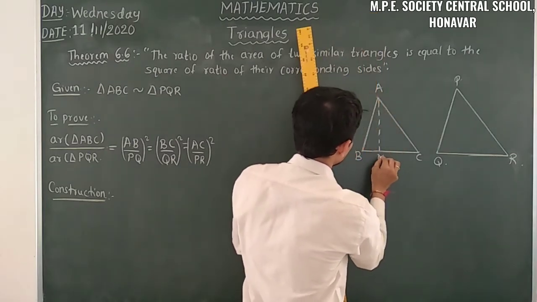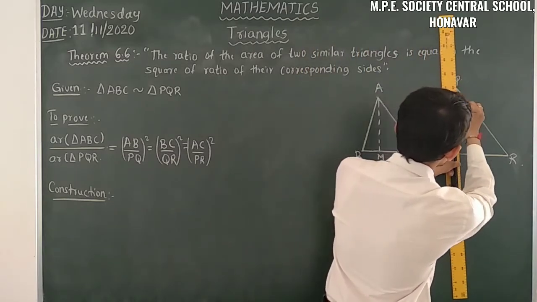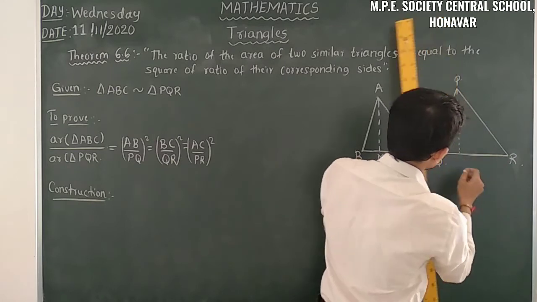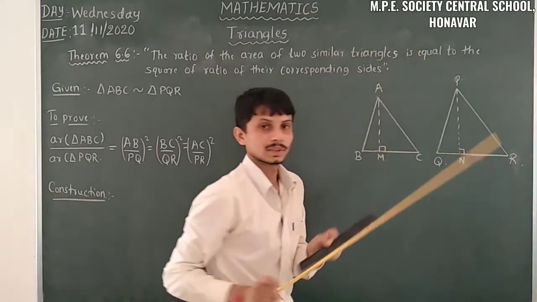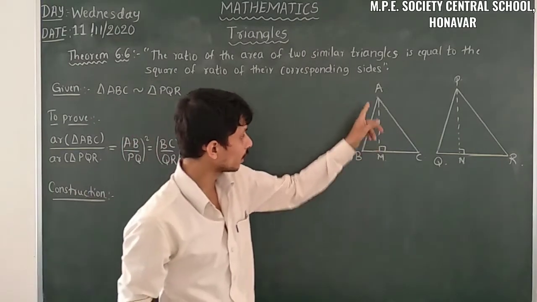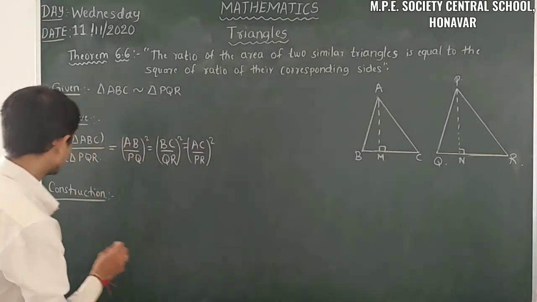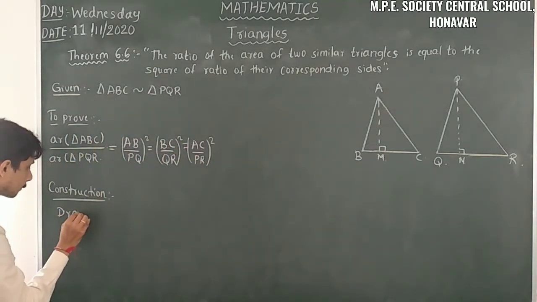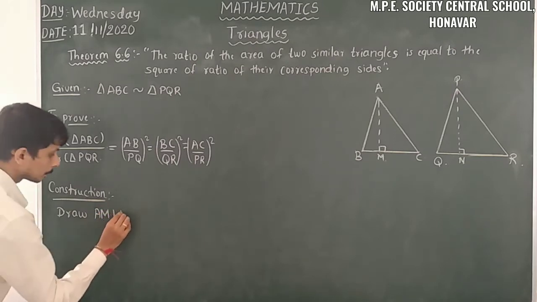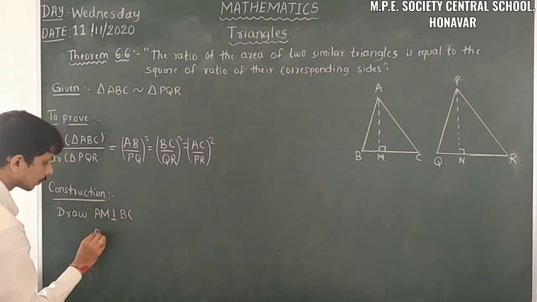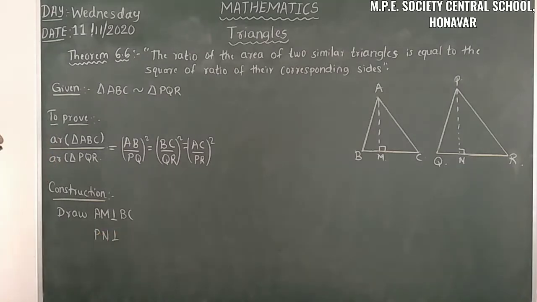I will take it as AM, the perpendicular height here. Here also, I will take this as N. So that means it is 90 degrees. So here we have to draw AM perpendicular to BC and PN perpendicular to QR. That is, draw AM perpendicular to BC and PN perpendicular to QR.